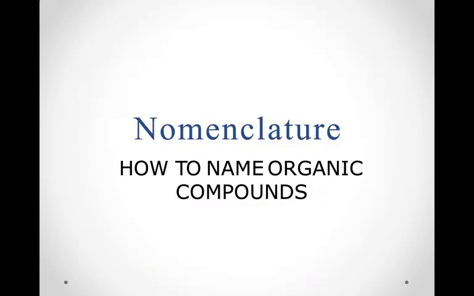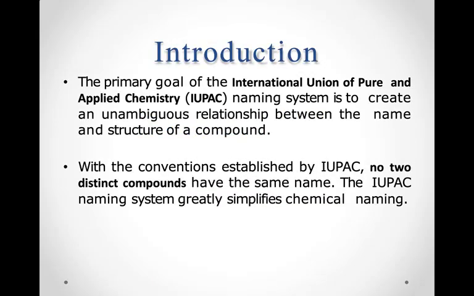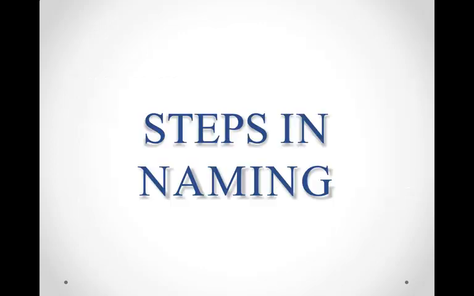So next up, we have the nomenclature. How to name organic compounds? The primary goal of the International Union of Pure and Applied Chemistry, which is commonly known as IUPAC, is to create an unambiguous relationship between the name and the structure of a compound. With the convention established by IUPAC, no two distinct compounds have the same name. The IUPAC naming system greatly simplifies chemical naming.